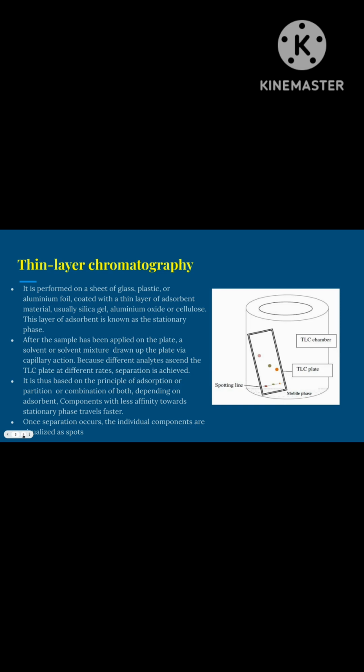Next one, thin layer chromatography. It is performed on a sheet of glass, plastic or aluminum foil coated with a thin layer of adsorbent, usually silica gel, aluminum oxide or cellulose. The thin layer of adsorbent is known as the stationary phase.